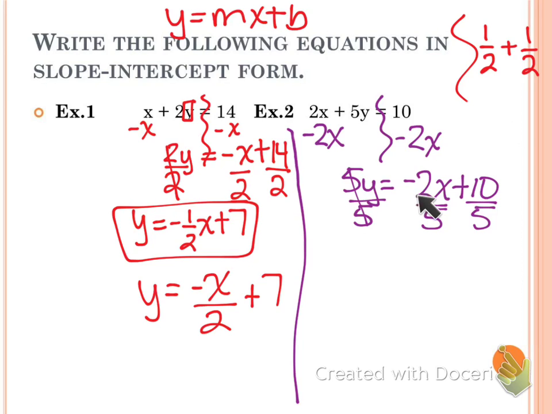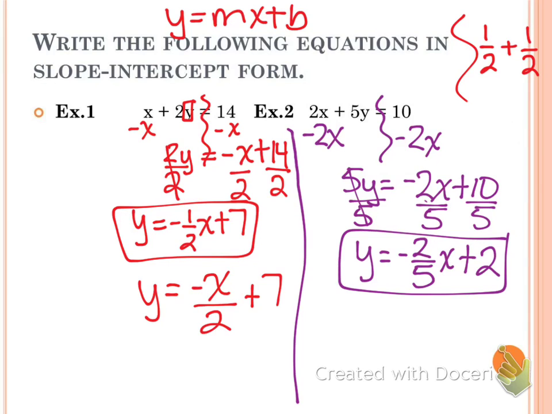Now, will the fraction negative 2 over 5 simplify? No, so we're just going to leave it as negative 2/5 x. Will 10 over 5 simplify? What does it become? A positive 2. So now we have the equation in slope-intercept form. Again, if you want to leave the x in the numerator by the negative 2, you can, as long as you know that negative 2/5 is your slope.